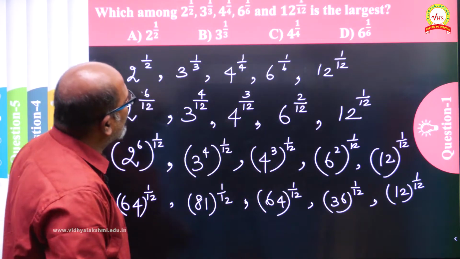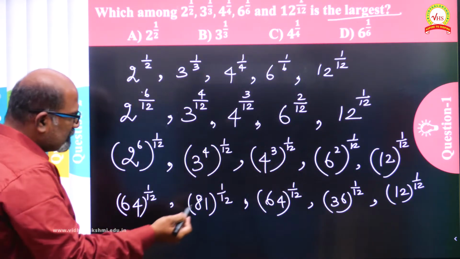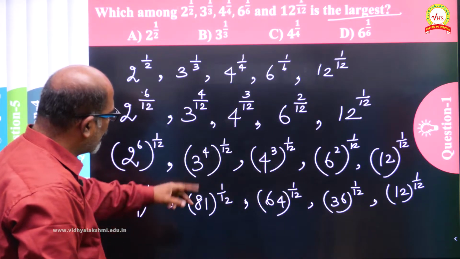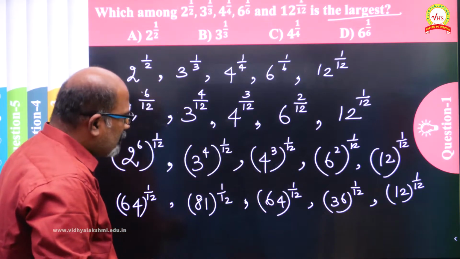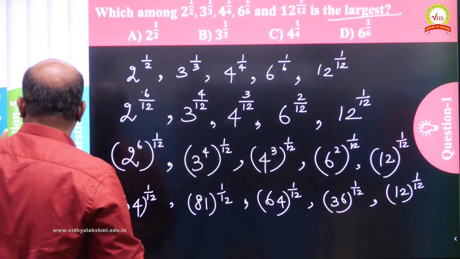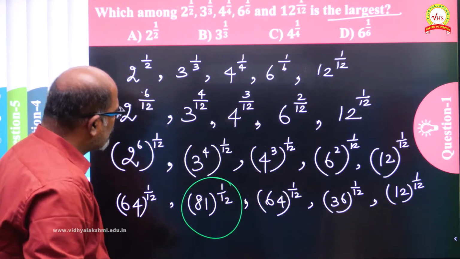Now we have to find the largest value. It is given to find the largest. So among these 5 values, which is largest? 64 power 1 by 12, 81 power 1 by 12, 64 power 1 by 12, 36 power 1 by 12. Obviously 81 power 1 by 12 is the largest among the given. So definitely this 81 to the power 1 by 12 is largest.